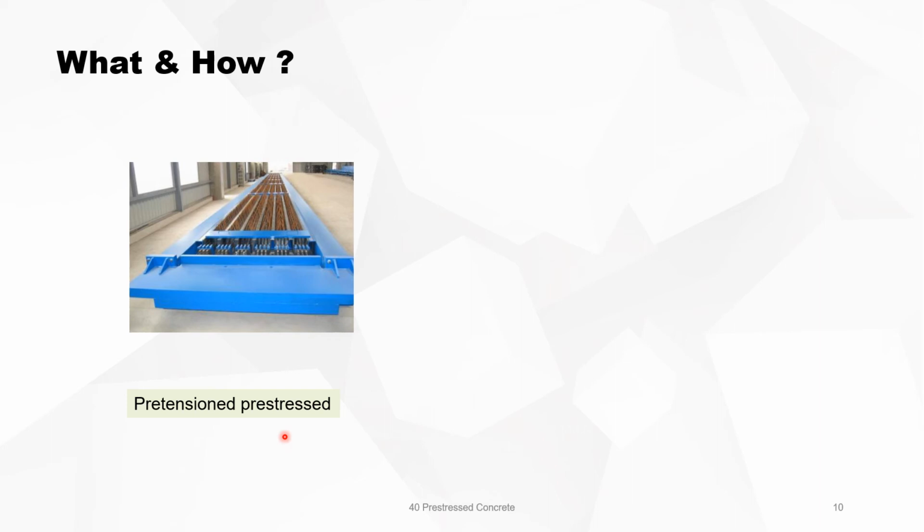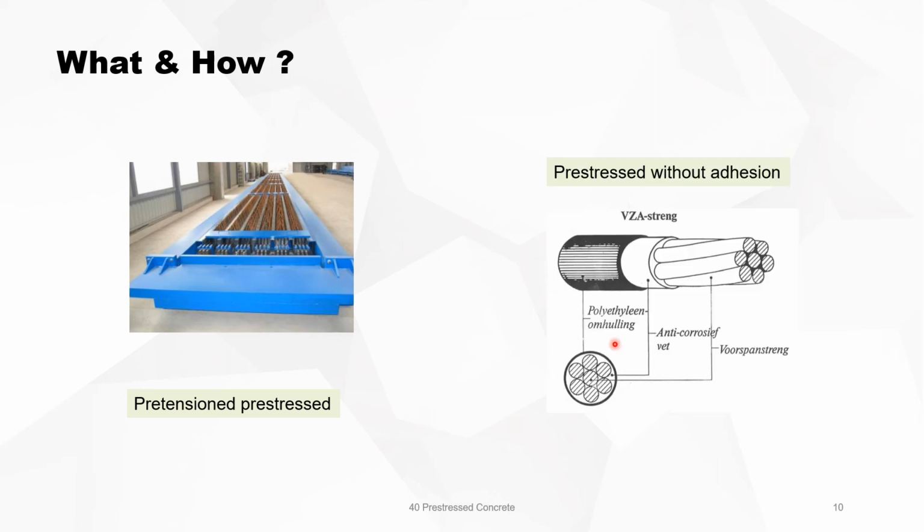Pre-tensioned pre-stressing is most of the time done in the factory. There you have the tendons that are stressed, and afterwards you put on the concrete. Pre-stressing without adhesion: you have the wires or the cables that form together one tendon, and they are in a protective layer with some fat inside a polyethylene tube. So it's pre-stressing without adhesion.